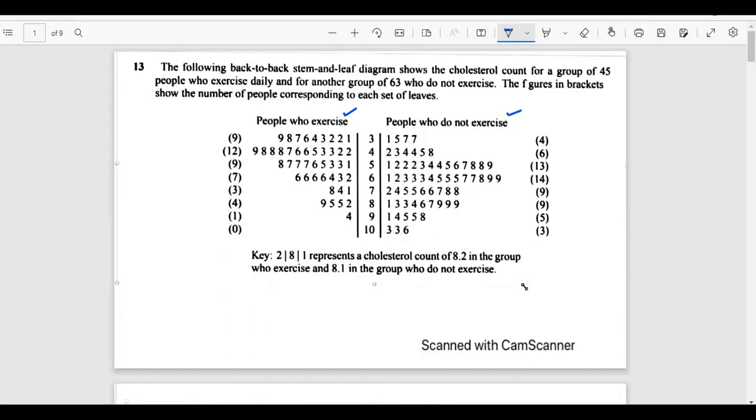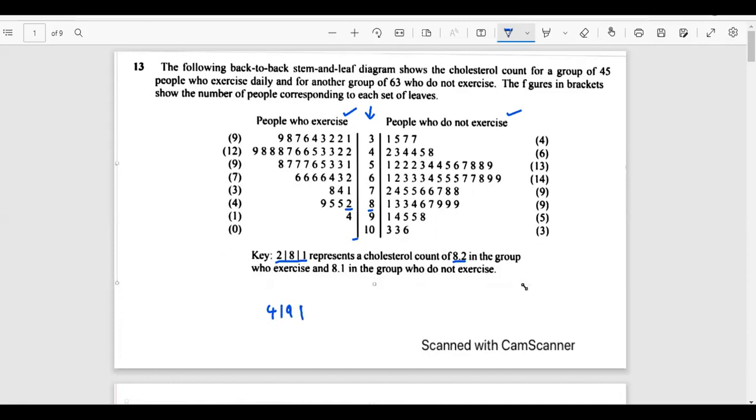2-8-1. This represents a cholesterol count of 8.2 in the group who exercise and 8.1 in the group who do not exercise. Let's see where exactly this is. So this is 2, then this is dash, this is 8, and then this is dash. This number is going to be the first one. The dashes would be the same. If this dash is representing a decimal number, then the other line would also represent a decimal number, right?